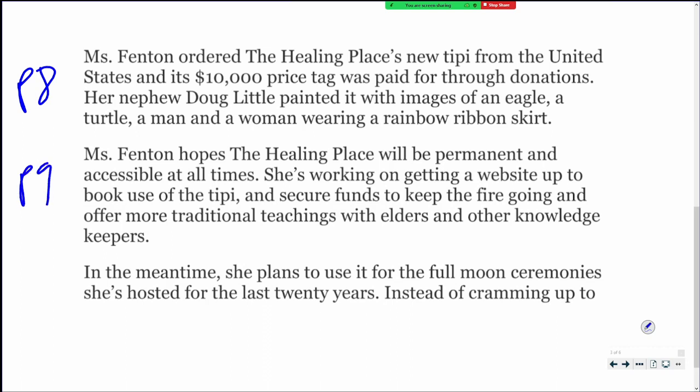Mrs. Fenton hopes the healing place will be permanent and accessible at all times. She's working on getting a website up to book use of the teepee and secure funds to keep the fire going and offer more traditional teachings with elders and other knowledge keepers. In the meantime, she plans to use it for the full moon ceremony she's hosted for the last 20 years.